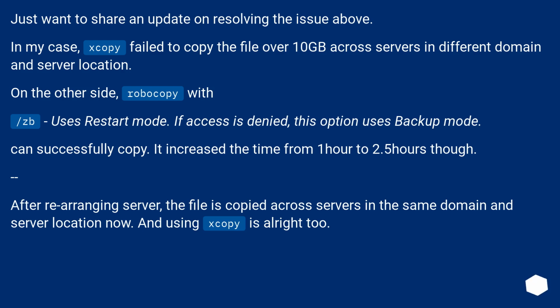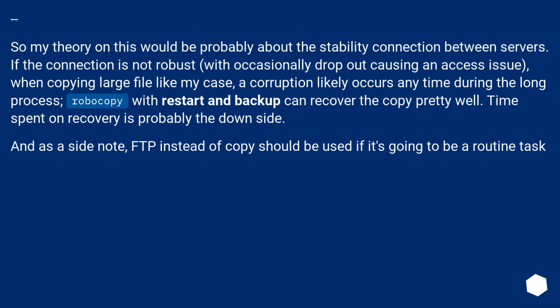After rearranging servers, the file is copied across servers in the same domain and server location now. And using xcopy is alright too. So my theory on this would be probably about the stability of the connection between servers. If the connection is not robust, with occasional dropout causing an access issue when copying a large file like in my case, a corruption likely occurs any time during the long process.